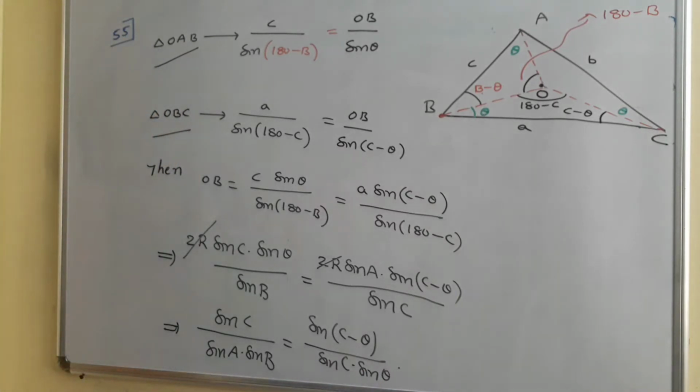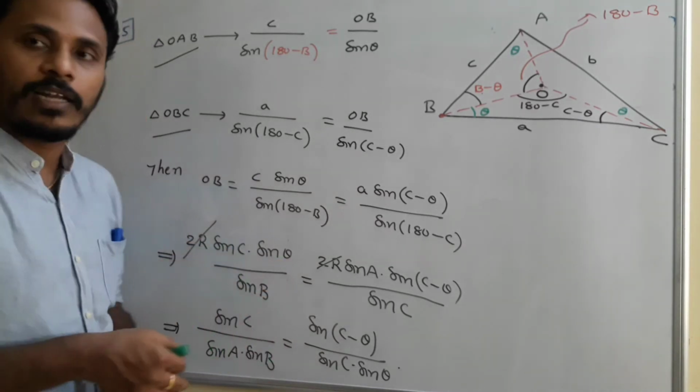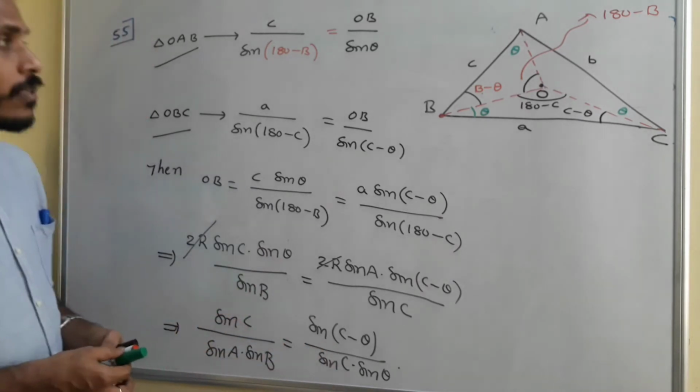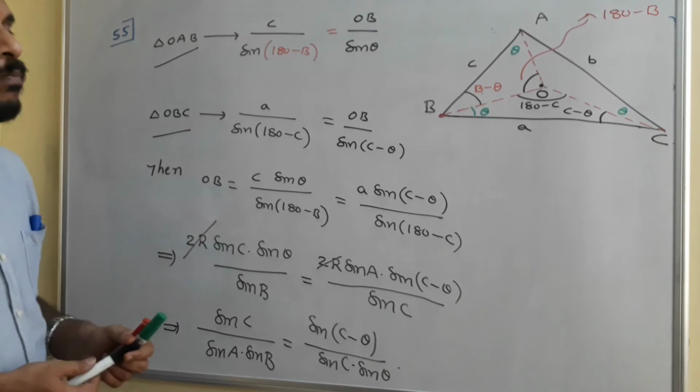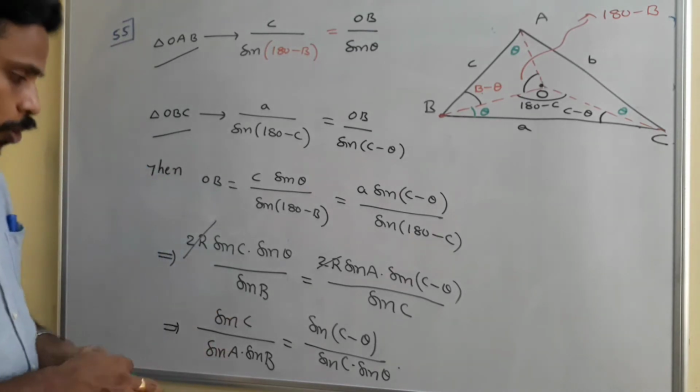Based on that we need to simplify further. Sine c divided by sine a into sine b is equal to sine of c minus theta divided by sine c into sine theta. What do you say about c? Since in a triangle we know that a plus b plus c is 180 degrees, this c can be written as 180 minus b.